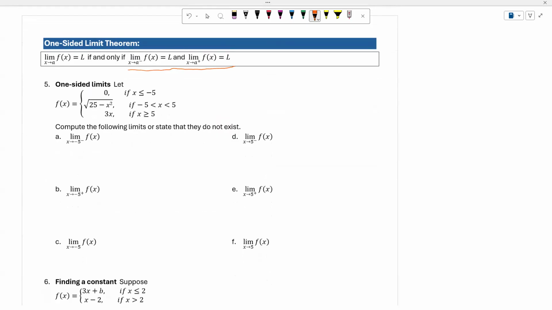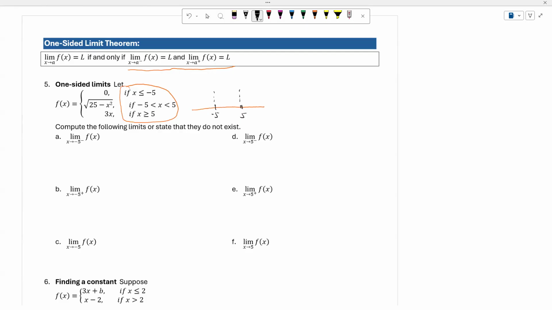So one thing about this is if you have a piecewise function, we need to work with the subdomains, right? In this case, the subdomains are like this. I have x less than -5, okay? And then we have between -5 and 5. And then the third one right here is x greater than or equal to 5, right?